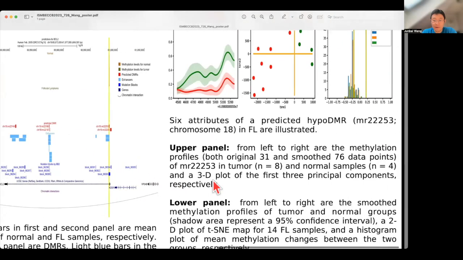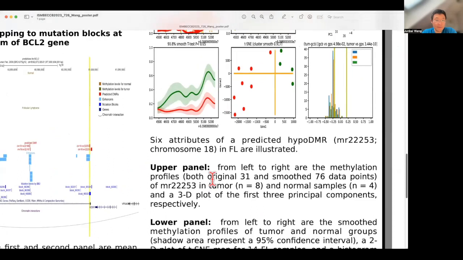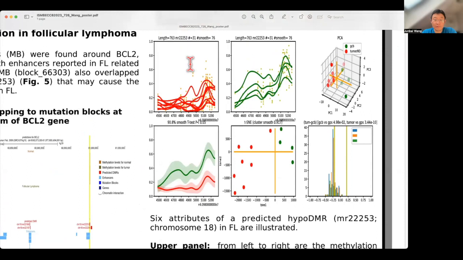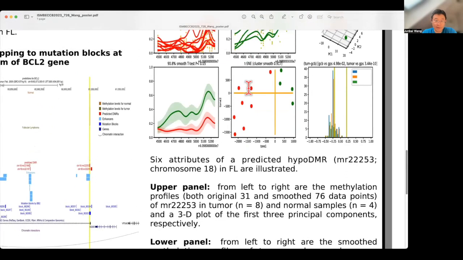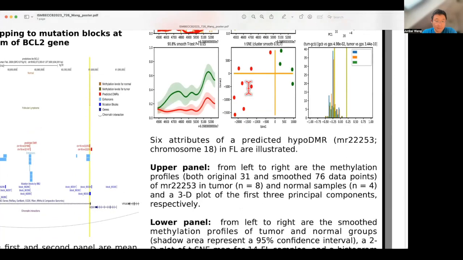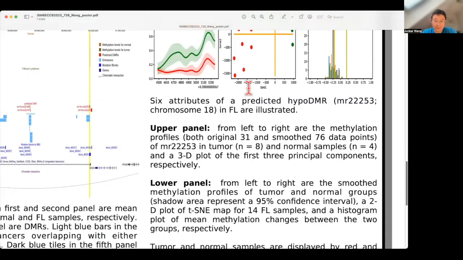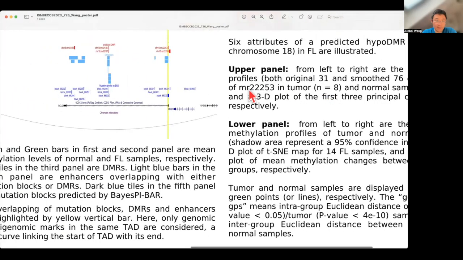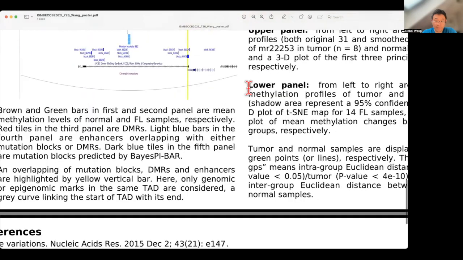And if we look at this differentially methylated region, MR22253, you will see red color and green color represent tumor and normal samples. They are very clearly showing differential methylation happening, overlapping with the mutation blocks, and this mutation block possibly affects the one important gene, the follicular lymphoma gene BCL2.